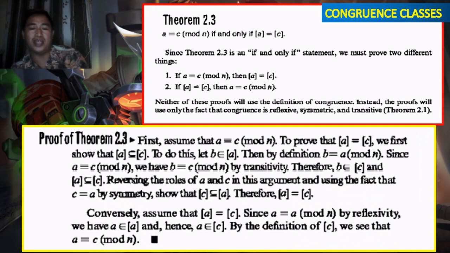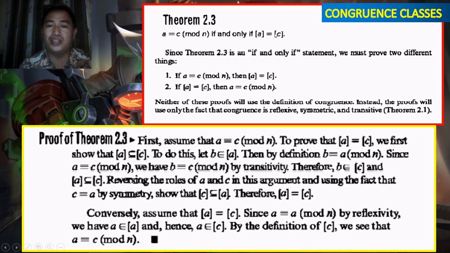First, assume that A is congruent to C mod N. We want to show that the equivalence classes are equal. To show this equality, we show that each is a subset of the other, because these are sets, right? The equivalence class of A is a set, and the equivalence class of C is also a set. So we show that A is a subset of C, and then that C is a subset of A.